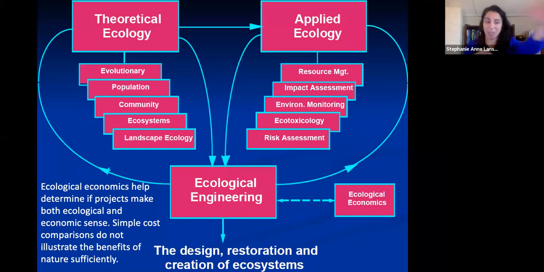We need to understand the ecology. We need to understand population ecology, ecosystems, landscape ecology, primary productivity, evolution. But we also need to understand applied ecology, which is resource management, doing environmental impact assessments, doing the monitoring, taking in the toxicology, doing the risk assessment. And then we have to think also about ecological economics and how that goes into the system. So we're not just studying the ecology, we understand the ecology, but then we're applying it, providing a framework for that, and then taking into account the economics.